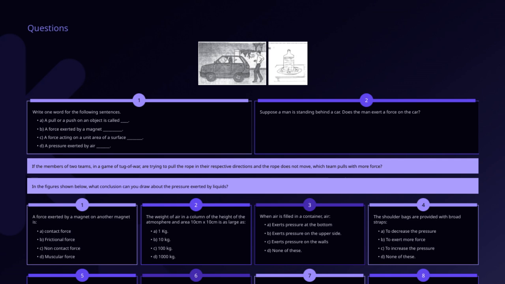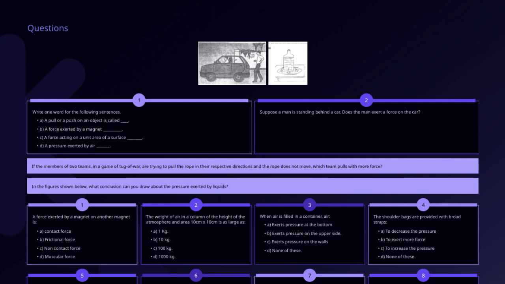Moving on, to lift a 1 kilogram mass, which weighs about 10 newtons, we need a force of at least 10 newtons. When two forces are applied at the same point but in opposite directions, the net force is the difference of those forces, not the sum. Broad straps on shoulder bags help distribute weight evenly, making it easier and more comfortable to carry heavy loads.